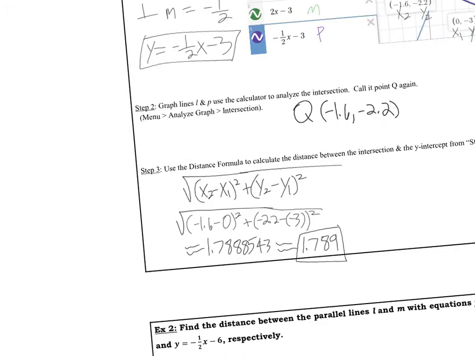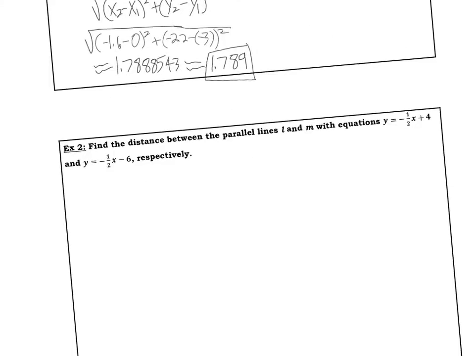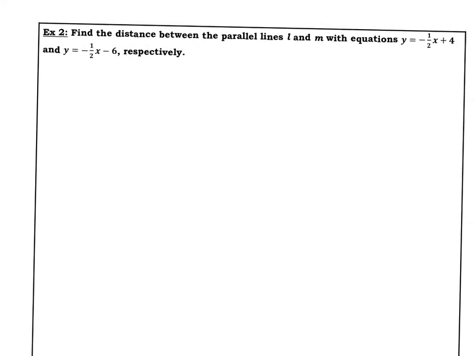Okay? So I'm going to do another example, just different equations, but same process. So example 2, find the distance between the parallel lines L and M with the equations y equals negative 1/2 x plus 4 and y equals negative 1/2 x minus 6, respectively.